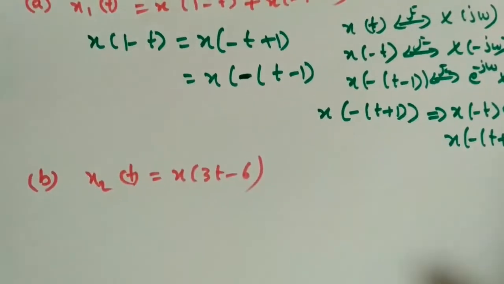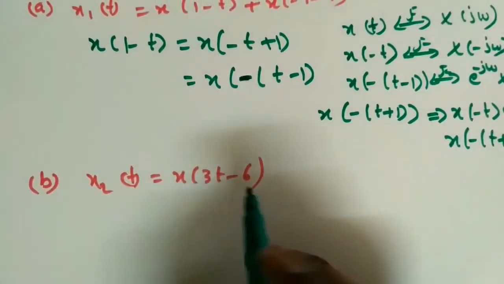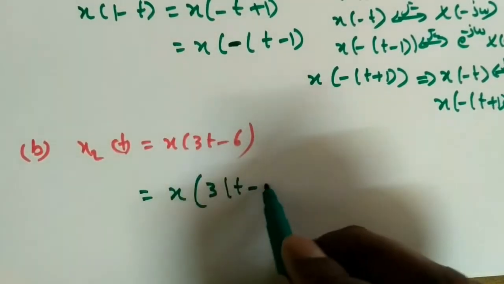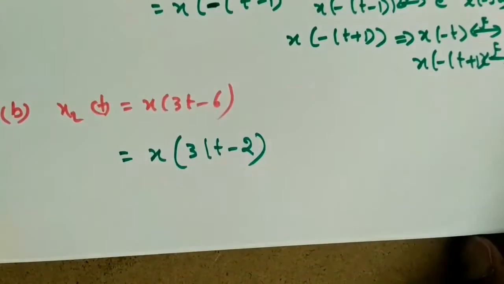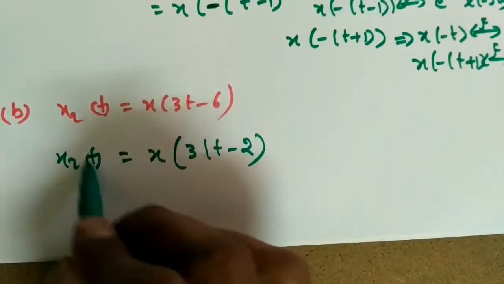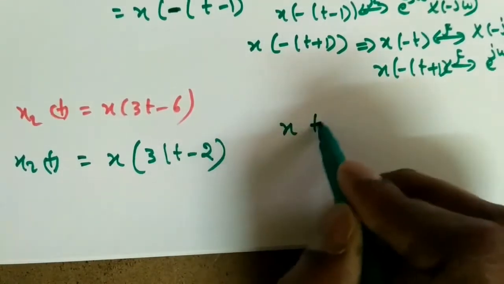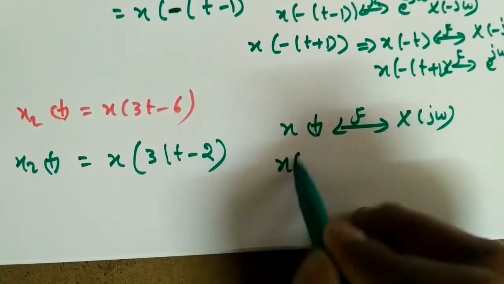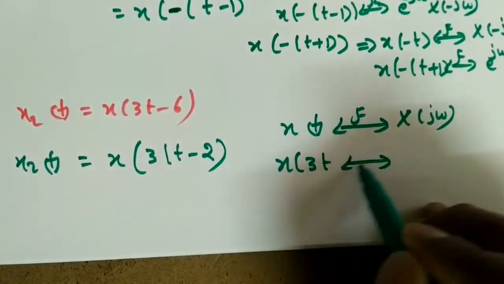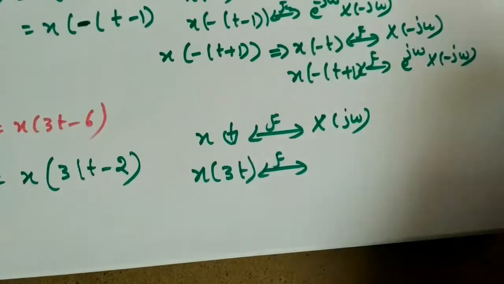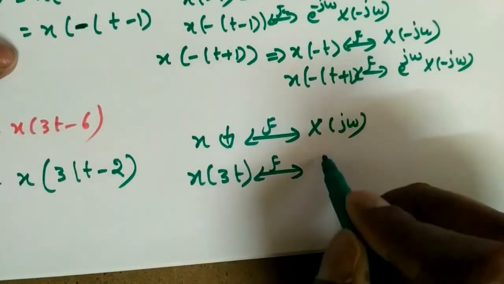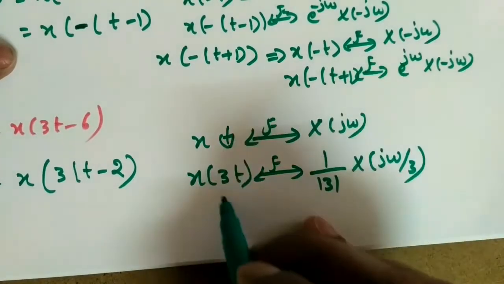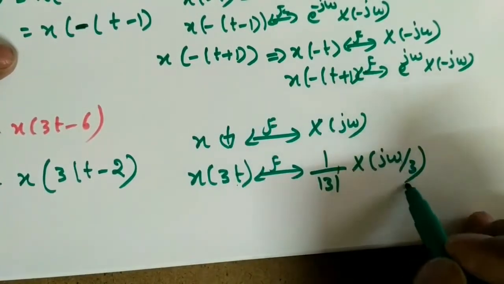Next one, the second signal, x of 2t is x of 3t minus 6. Again, we need to take 3 common, so it will become 3 of t minus 2. So, same procedure, first we will take the Fourier transform of x of t, x of j omega. Next, first scaling: the Fourier transform of x of at is 1 by mod a, x of j omega by a, that is 1 by mod 3, x of j omega by 3.